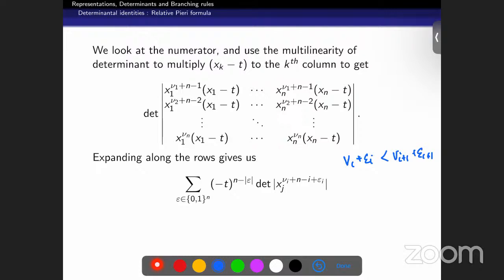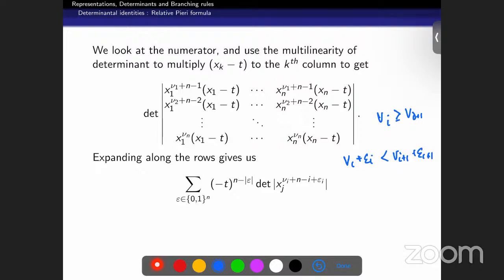So I know that I started with something dominant, so we had that nu I is greater than or equal to nu I plus 1. And this epsilon I can have at most value 0 or 1. I mean, the only possible values are 0 or 1. So this forces nu I to be equal to nu I plus 1, and epsilon I has to be 0 and epsilon I plus 1 has to be 1. Only then can it happen that this is not dominant.